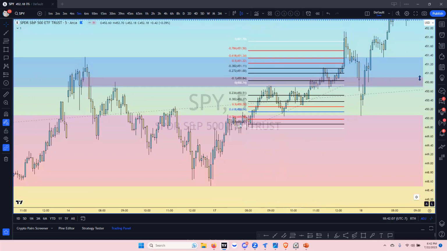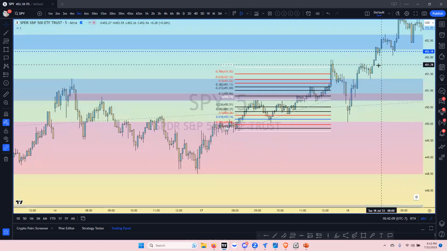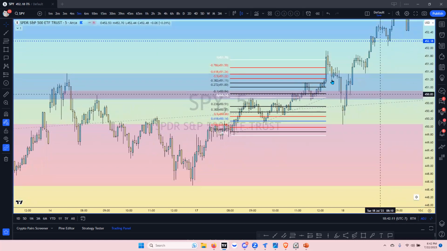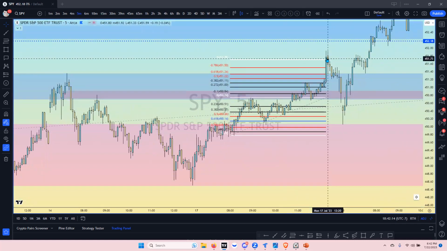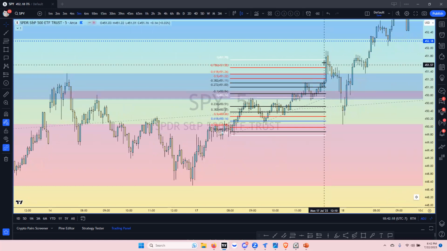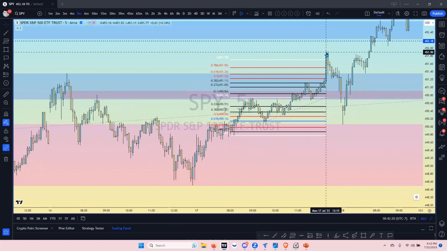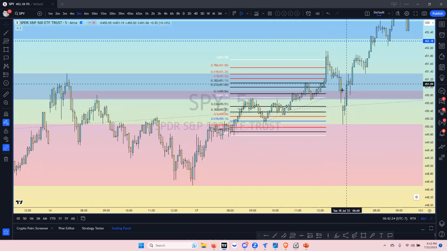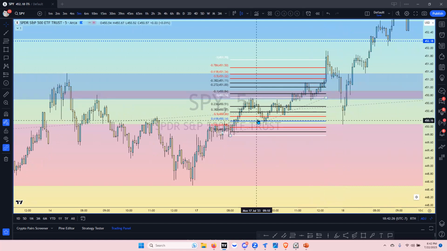We just blasted through these levels too. So yeah, I would have taken profit way up here, but look, you could have just held this. But ultimately, you should have taken your profit here. This is why you want to take your profit fast, right? 0.618 to 0.618, that's a beautiful trade to me.